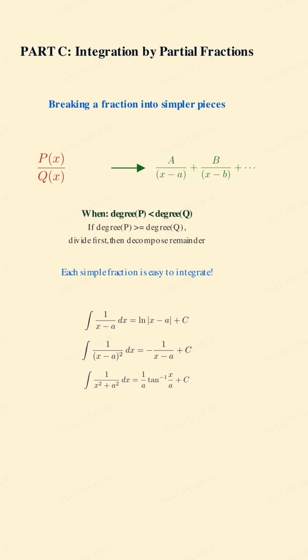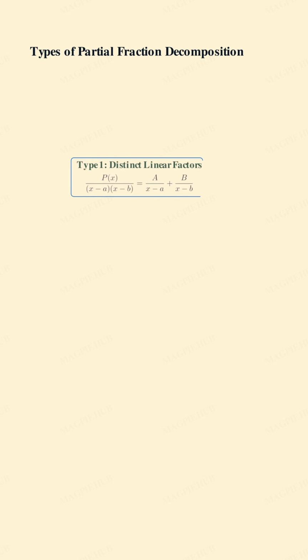For repeated factors, 1 over (x minus a) squared integrates to negative 1 over x minus a plus c. And for irreducible quadratics, we get inverse tangent terms. There are 4 main types of partial fraction decomposition. Type 1, distinct linear factors.